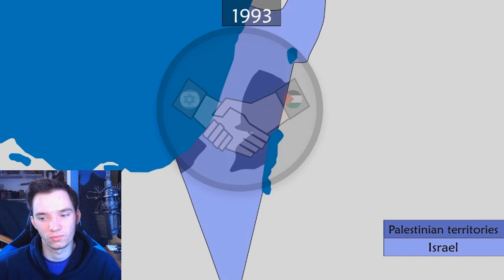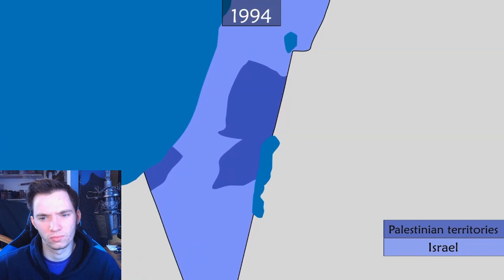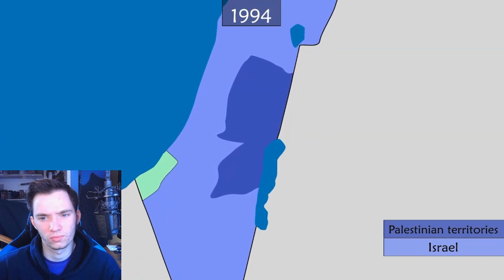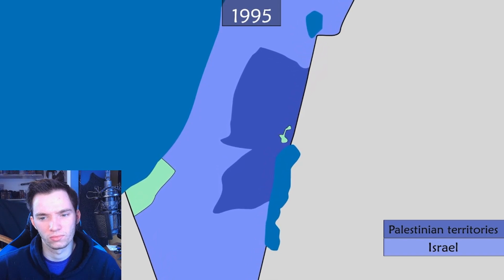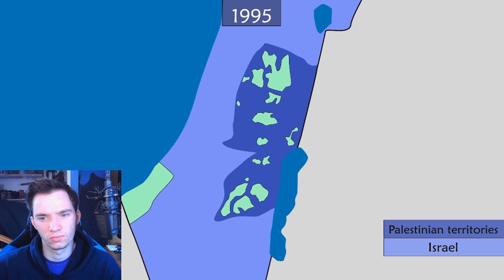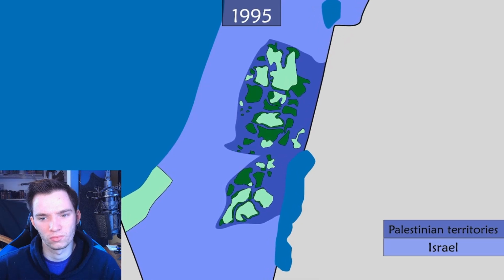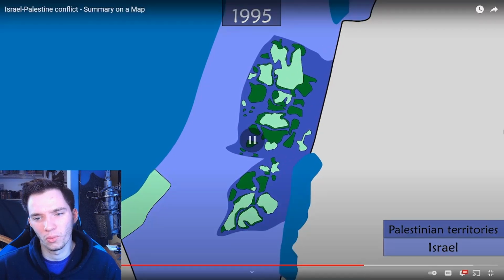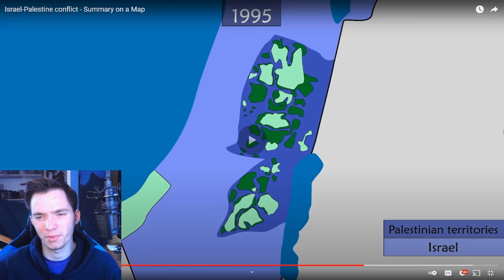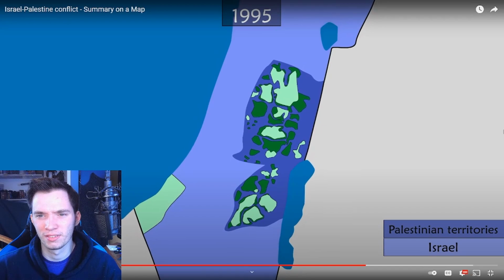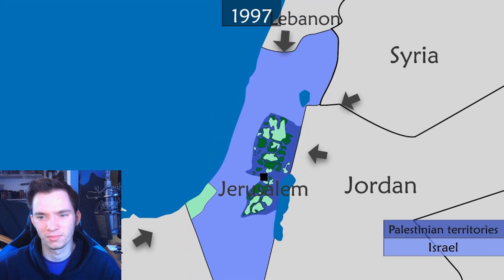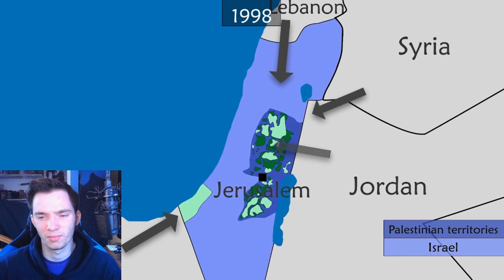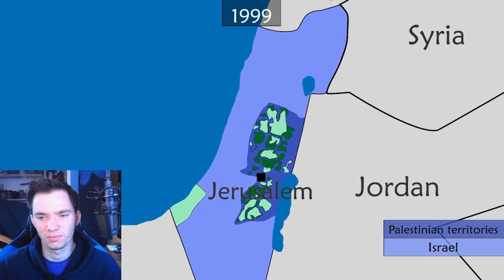It also lays the foundation of introducing autonomy in the Gaza Strip and the city of Jericho. In 1995, a West Bank partition plan was signed, providing for Palestine-controlled areas, mixed areas, and the rest under Israeli control. Oh, that's an awful map. But the two parties are unable to agree on thorny issues such as the status of Jerusalem and the return of Palestinian refugees. Negotiations fail and violence reignites.